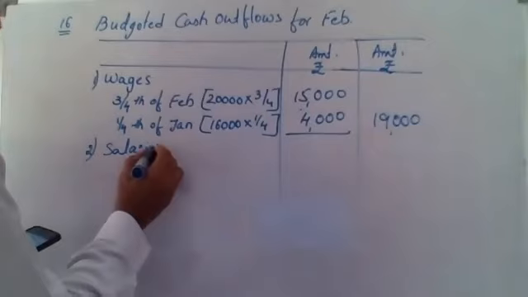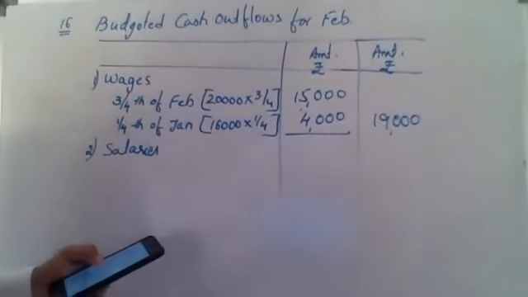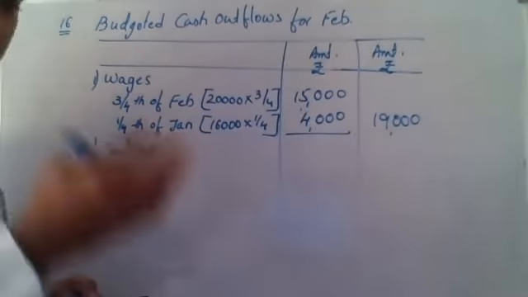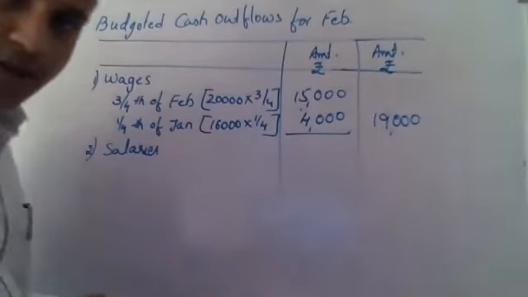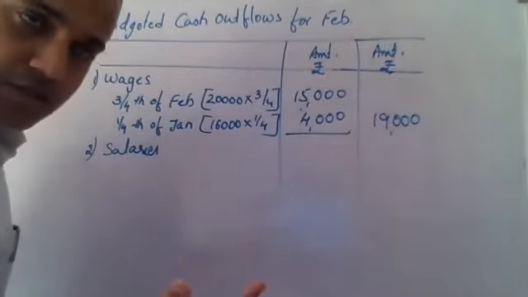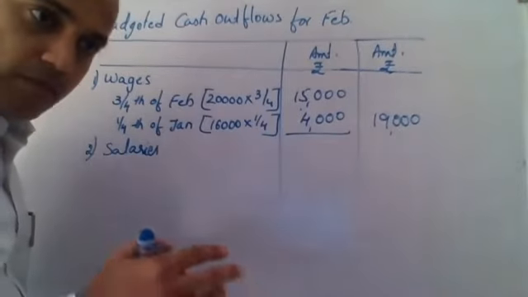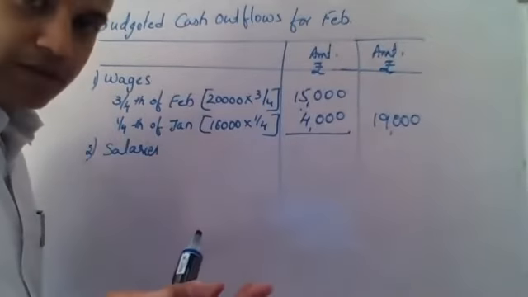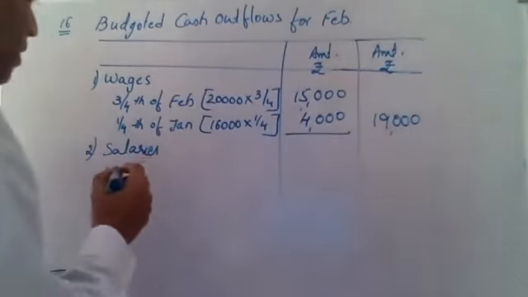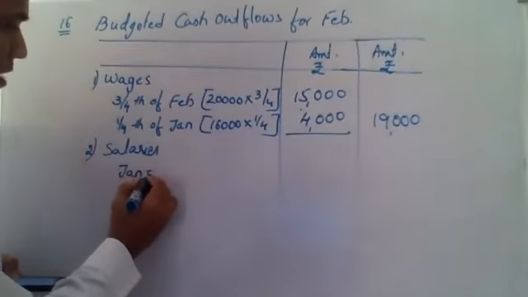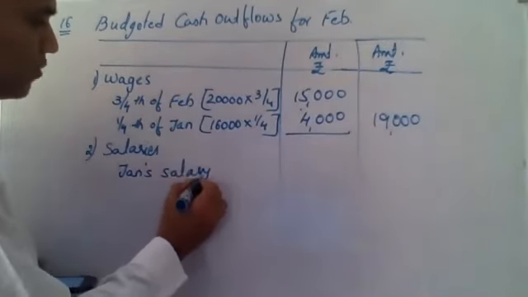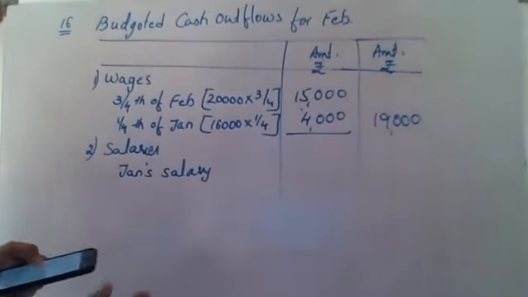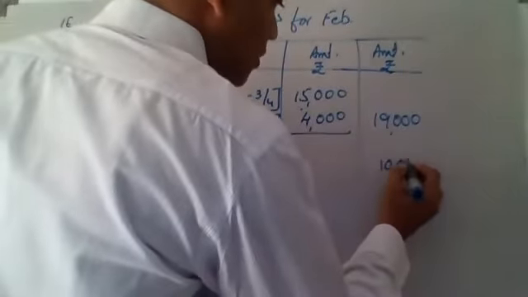Then we are talking about the second kind of payment here, salaries. Now, when you look at salaries, it says salaries are paid at the beginning of next month. So January's salary will be paid in February. February's salary will be paid in March. Now, what are you paying in February? What you're paying in February is January's salary, completely in full. So January salary is 10,000. So straight away 10,000 I copy here.